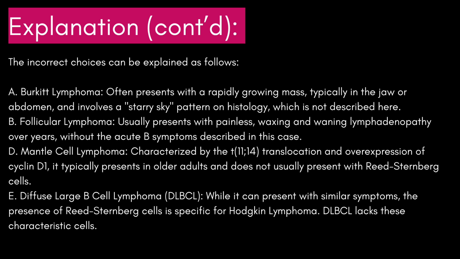E. Diffuse large B-cell lymphoma, DLBCL. While it can present with similar symptoms, the presence of Reed-Sternberg cells is specific for Hodgkin lymphoma. DLBCL lacks these characteristic cells. All right, now that we have covered this question, let's move on to look at the next question.